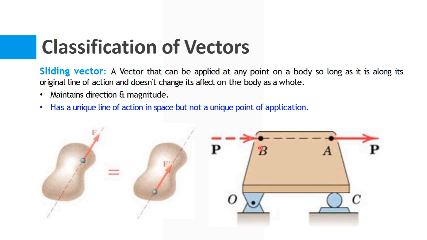So here in this example, you can see that this is a force, which is actually a vector, and it is applied on the body, and this body is supported by a pin and a roller. The pin is at point O and the roller is at point C. Now this force, if it is applied on point B or if it is applied on point A, follows the same line of action and it produces the same effect on the body. But if this force is applied on this point C, then the effect would be different, and if it is applied on point O, then the effect would be different. So this kind of vector is known as a sliding vector because we can slide this vector only along its line of action.